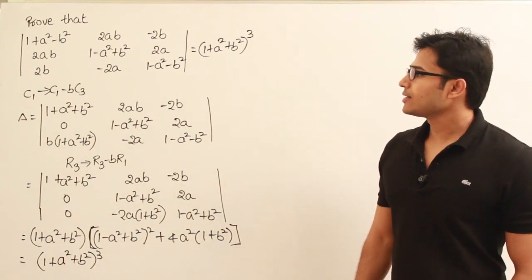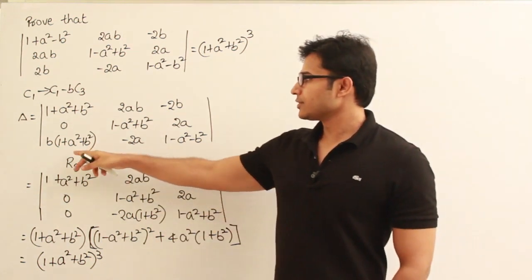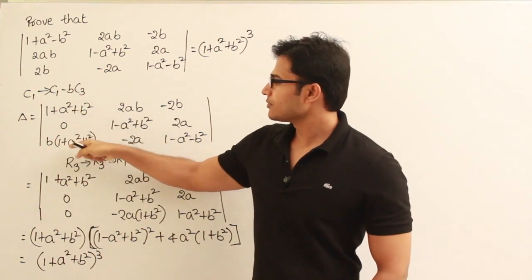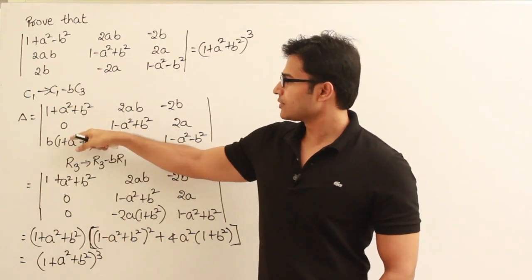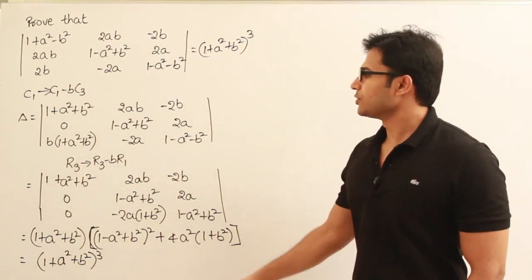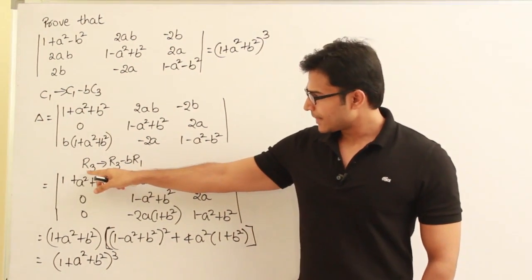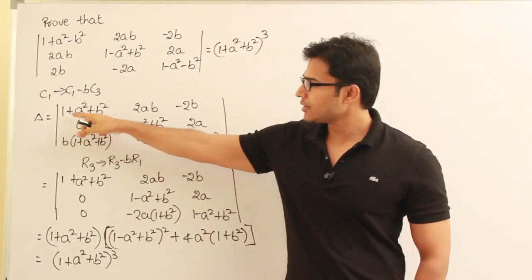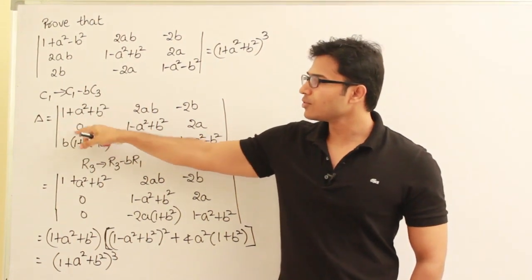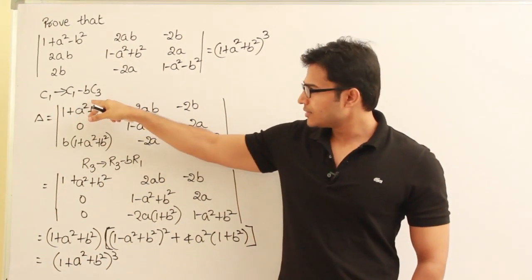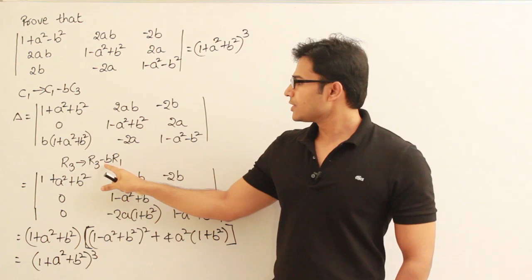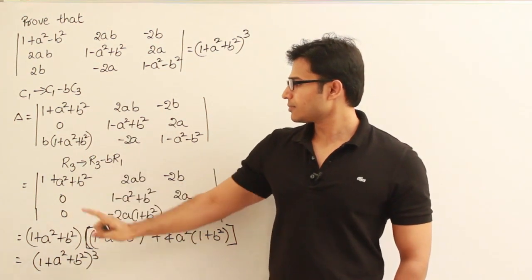Okay. And next, if you observe this one, you could pull out 1 plus a square plus b square as common from the first column, because there is 1 plus a square plus b square here and here. You could have pulled it out, or even without pulling it out you can do it. What I am trying to do is, if you observe these two elements, here b is there, and if you multiply this particular element with b, these two are going to be equal, right? So I'll multiply this one with b and then subtract from this one, then this element will become 0. That is why I'm multiplying the first row with b and subtracting from here.